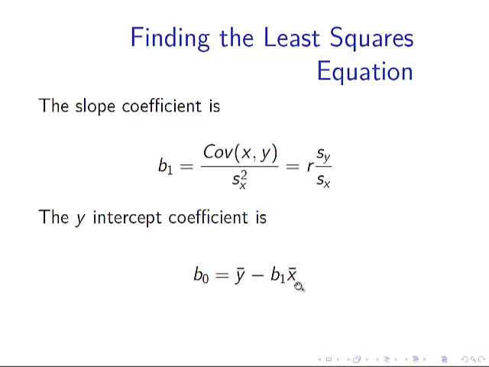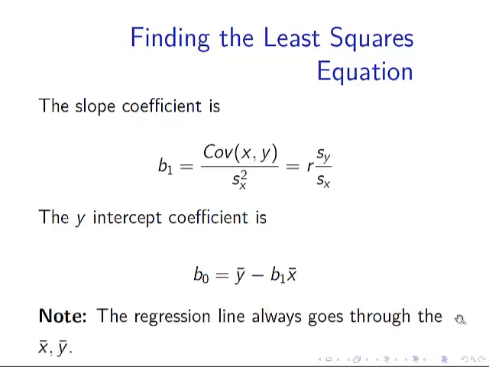And this coefficient b0 we find because we should know that the least squares line passes through the average of x and the average of y, that is, through the point x bar, y bar. Yes, the regression line always goes through the point x bar, y bar.